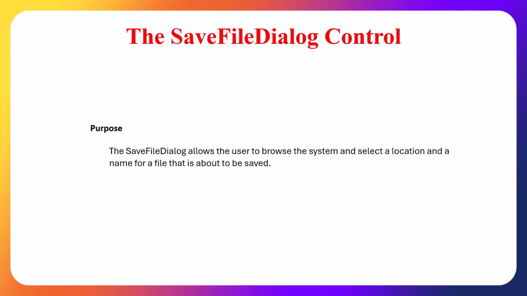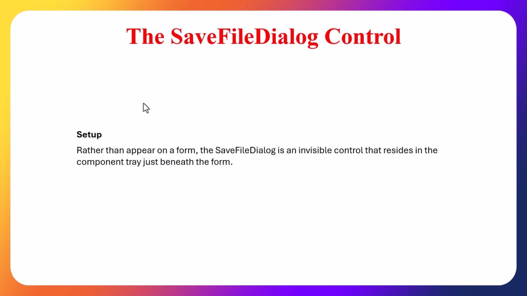This is the Save File Dialog Control. Its purpose: the Save File Dialog allows the user to browse the system and select a location and a name for a file that's about to be saved. How do you set it up? Rather than appear on a form, the Save File Dialog Control is an invisible control that resides in the component tray just beneath the form.